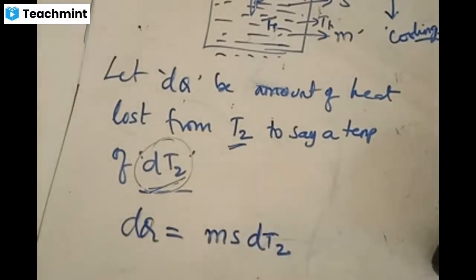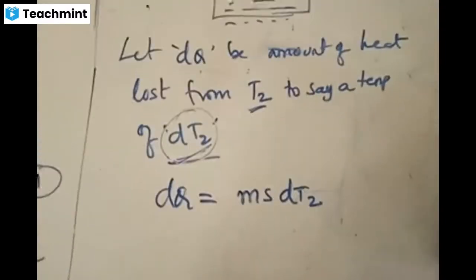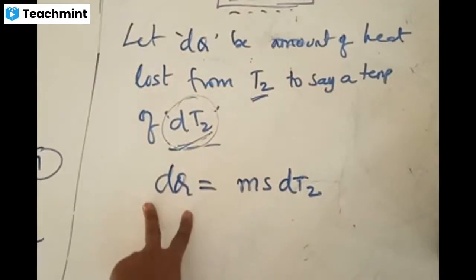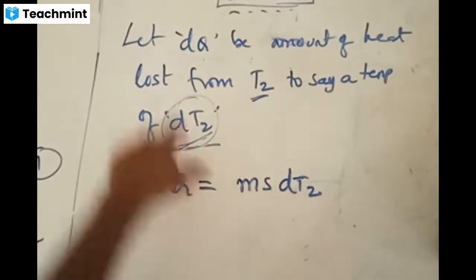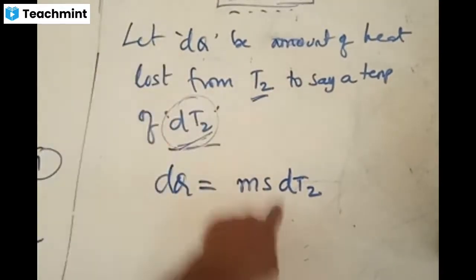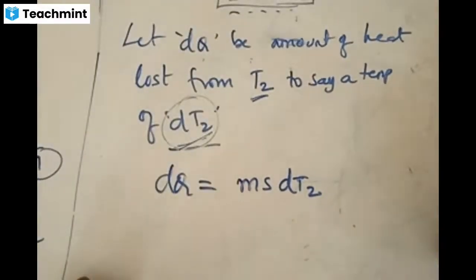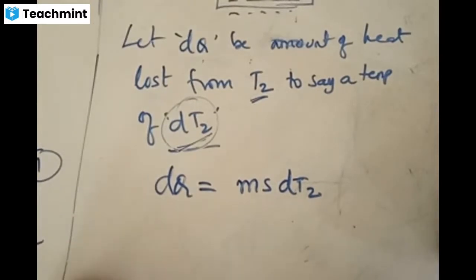Earlier we learned the principle of calorimetry: heat lost by a body is equal to heat gained by the body. dQ is equal to m s delta T. Here the heat is dQ and the temperature change is dT2. Accordingly, these two are connected through mass and specific heat by m s dT2. Can we write like this or not? Is this equation clear? Yes, Ravi says yes, right.